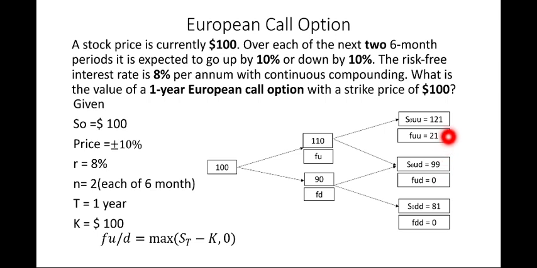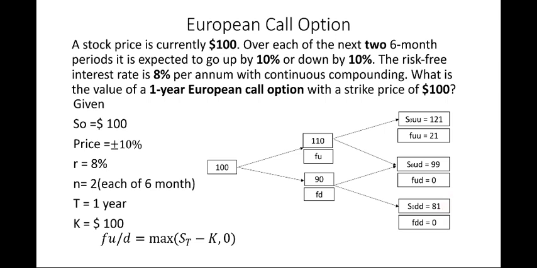Similarly, you can put the nomenclature for FUU, FUD and FDD. Now we have to calculate the values of FUU, FUD and FDD. Remember one thing, in the case of a European call option, we will always be calculating the terminal values. We will not be calculating the intermediary values, only the terminal values, that is FUU, FUD and FDD.